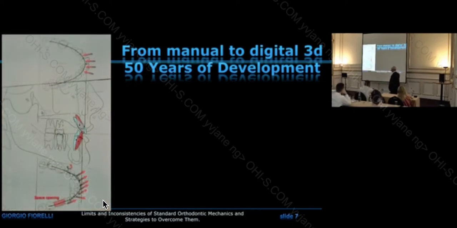So we were setting the treatment goal. We were deciding the arch shape. We were having a symmetry axis. Maybe you see it here. And these arrows here are the dental movements that we were planning.